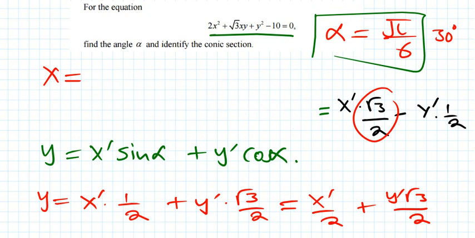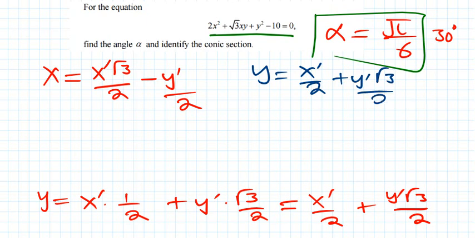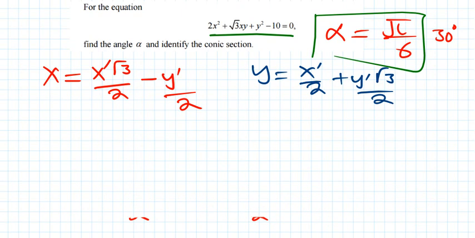I can actually now say my x is equal to x prime root of 3 over 2 minus y prime over 2, and then my y is equal to x prime over 2 plus y prime root of 3 over 2 there. Okay, so after this point, now what do we do?